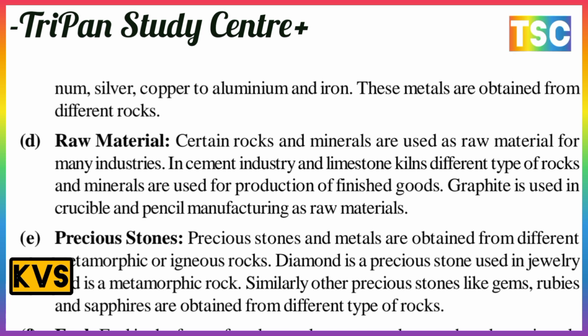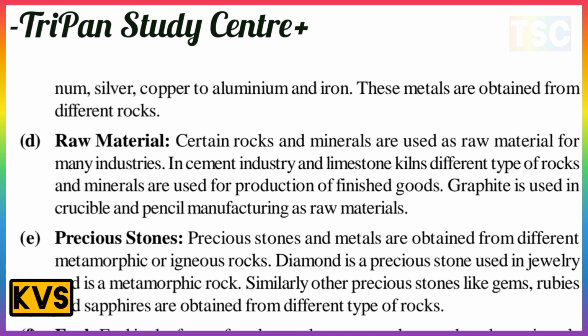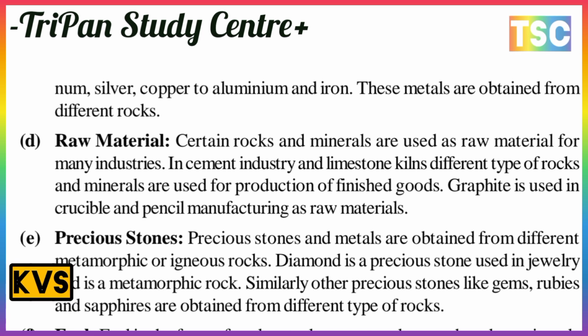Next, precious stones. Stones and metals are obtained from different metamorphic and igneous rocks. Diamond is a precious stone used for jewelry, found in metamorphic rock. Similarly, other precious stones like gems, rubies and sapphires are obtained from different types of rock. Jewelry is made from different rocks, including metamorphic rock of different colors, such as diamond and other precious stones.